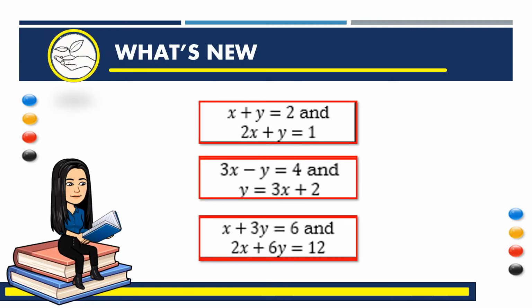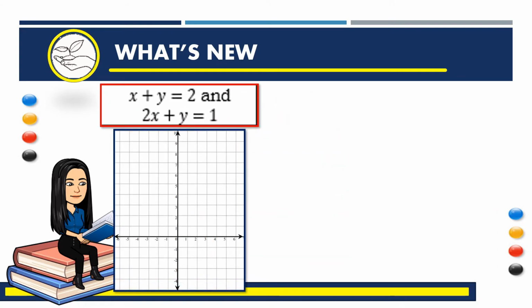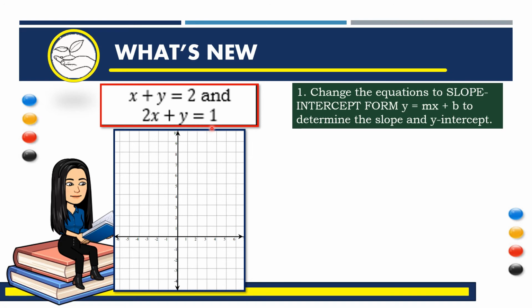What's new? Given these three systems of linear equations listed, can we determine the number of solutions right away? No, right? We can only do that by graphing the system in one Cartesian plane. And let's graph them based on our knowledge in the previous lesson or modules. Now let's graph the system x plus y is equal to 2 and 2x plus y is equal to 1. And as you can see, they are in standard form and we need to change this into slope-intercept form. So take note, the slope-intercept form is y is equal to mx plus b, and we need to determine the slope and the y-intercept to graph on the Cartesian plane.